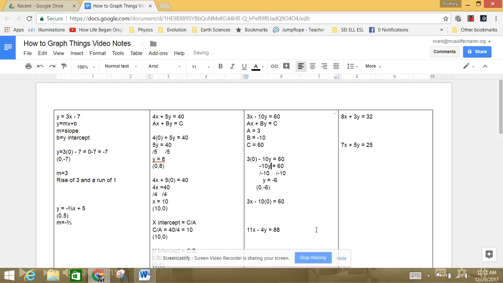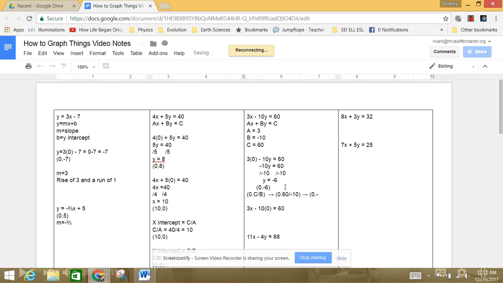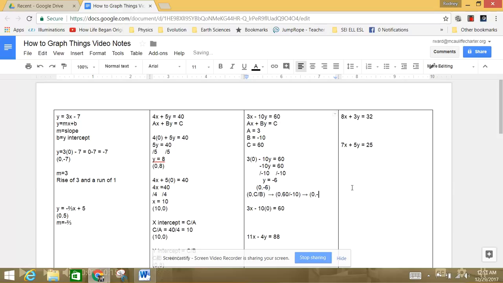Now, you might have noticed that in the end, I ended up doing 60 divided by negative 10. Well, that's my c divided by my b. So my y-intercept is 0, c over b, which is the same as saying 0, 60 divided by negative 10, which got me 0, negative 6. There we go. Okay, so that's my y-intercept.